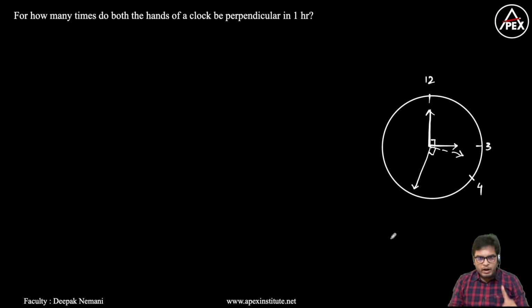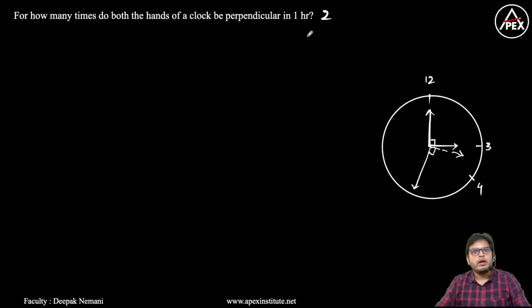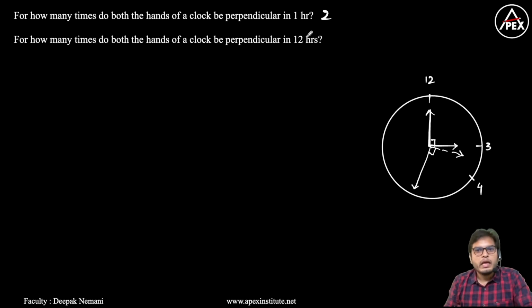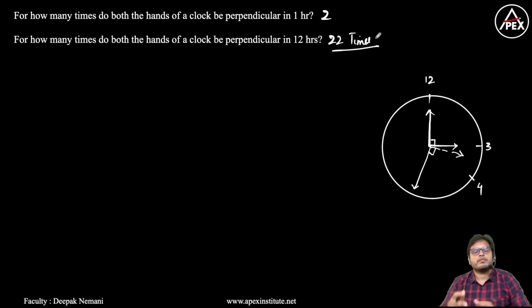So in 1 hour, you will have two such instances where both the hands of a clock are perpendicular to each other. Now in 12 hours, they will be perpendicular for only 22 times. And again, there is a deficit of 2 times. If you know why, please mention that in the comments below.